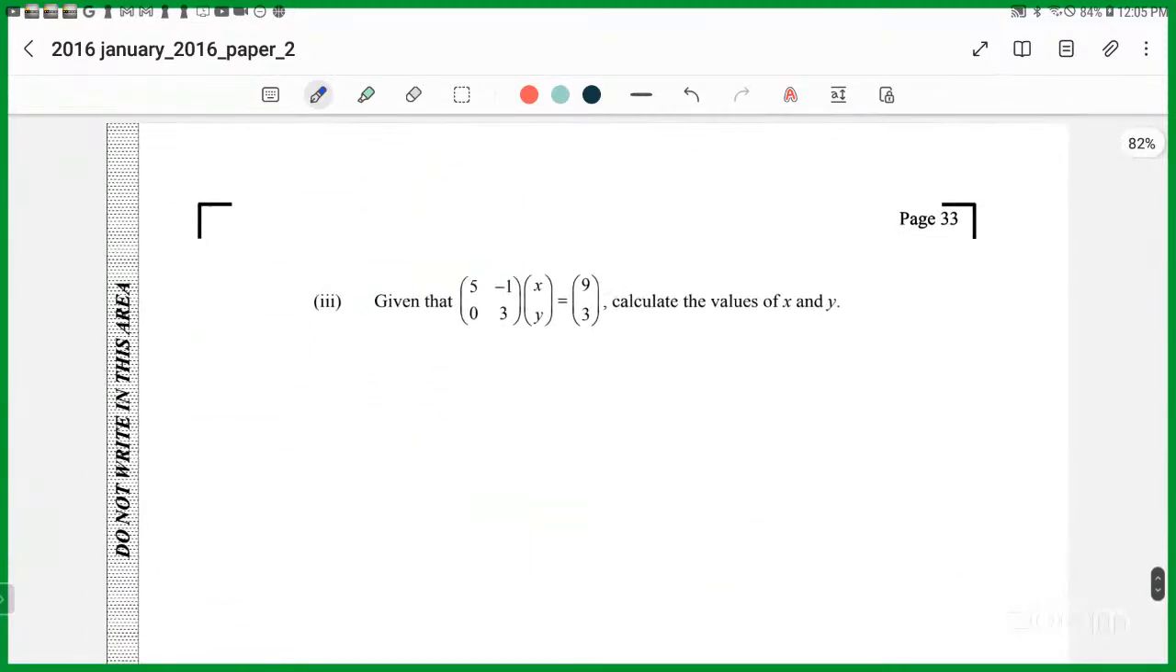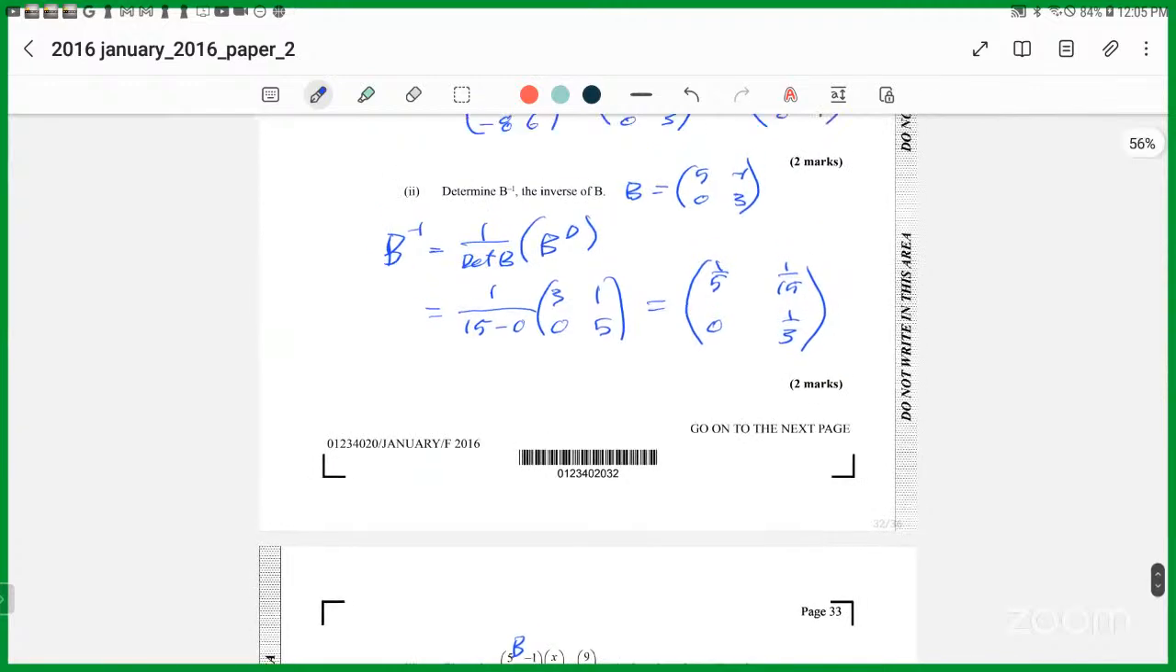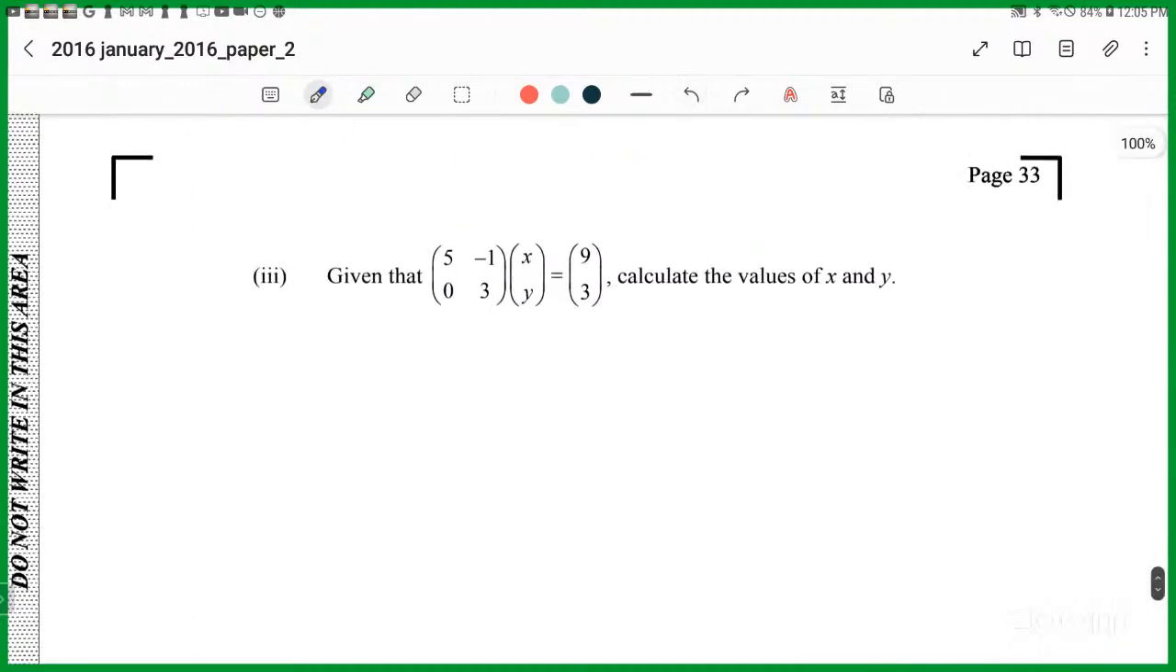And here, let's calculate x and y. So the same thing again. This is the B that we just calculated. And see here, 5, minus 1, 0, 3. That's what we have here. So this is the B. I want to make this the subject, so B to the minus 1 comes in front of this.